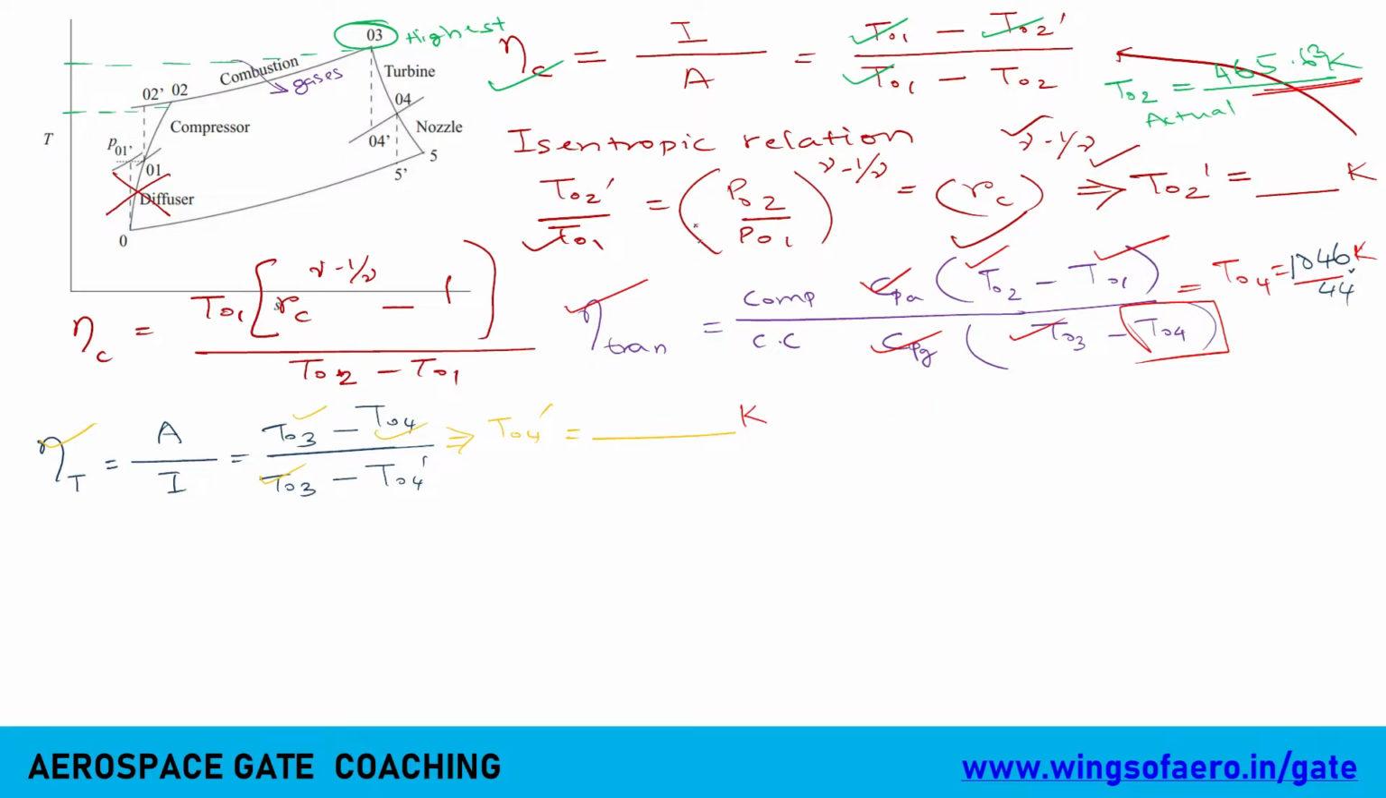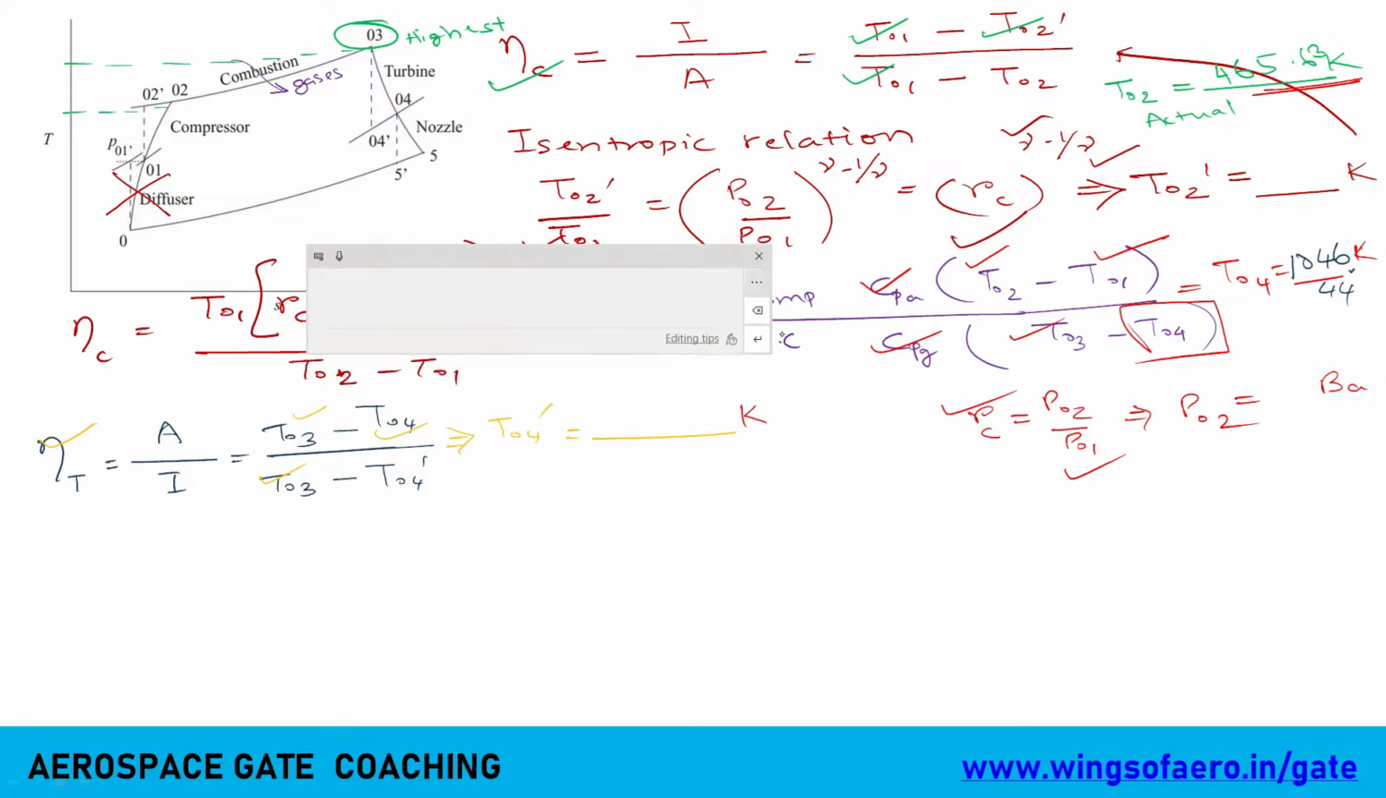Now remember, here we have calculated this value, but have we calculated what the P02 value is? They have given the RC value. What is RC? RC is a pressure ratio, that is P02 by P01. The P01 value is known, the RC value is known. So from here you can find what P02 is in terms of bar.